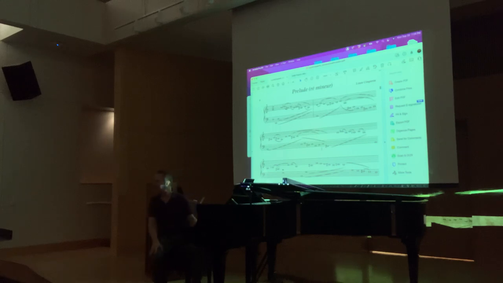What's that interval class? B flat to F sharp. Diminished fourth, yeah. It's a nasty little interval, right? And then he does it again. So very, very disorienting, very chromatic.